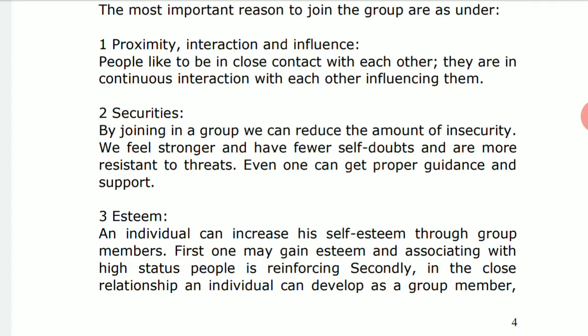So people like to be in close contact with each other. They are in a continuous interaction with each other and influencing them, right. That means people are in close contact with each other.